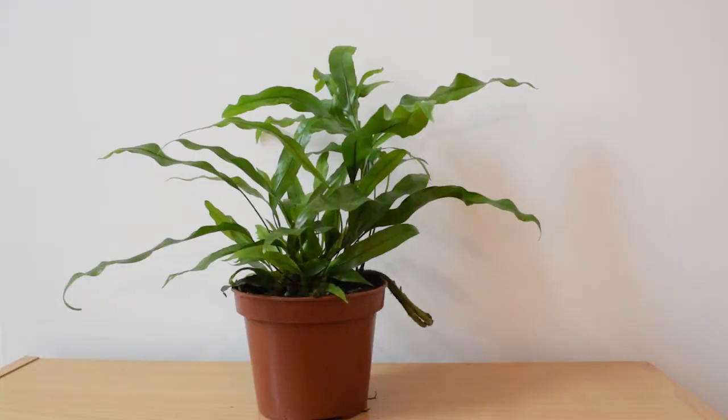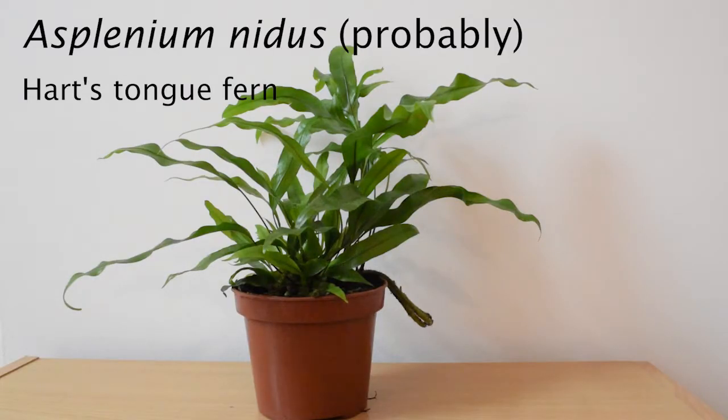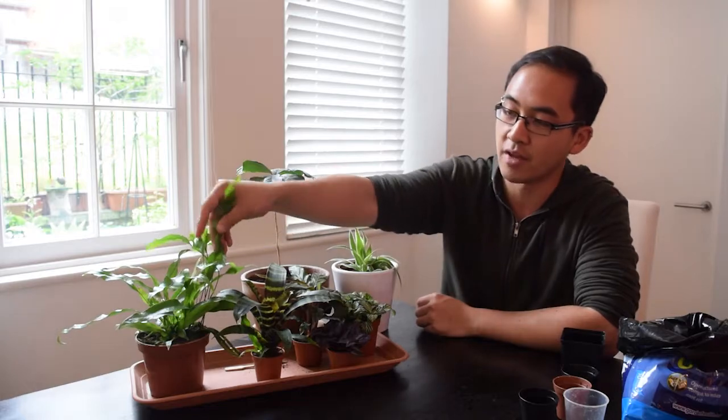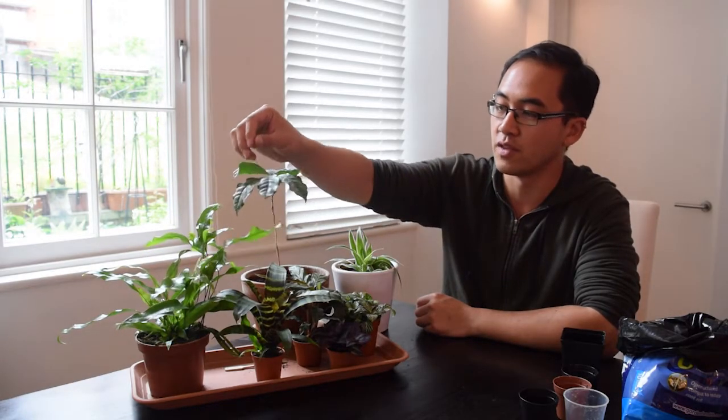Next one I've got is this lovely fern here. This fern is a hart's tongue fern, or an Asplenium. Probably this one is Asplenium nidus, because it's got black veins that run down the center of the leaf. Those guys are also epiphytes, so they can grow up on trees. They can also grow in cracks in rocks. They don't need a ton of soil, but they can grow in soil as well.